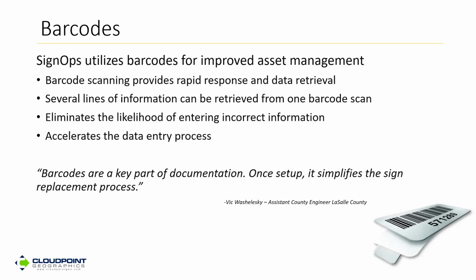So kind of using that integrated scanning capability I mentioned earlier, SignOps uses that barcode scanning to provide a rapid response and data retrieval to pull up a specific sign. Several lines of information can also be retrieved from one individual barcode scan, saving users time of searching for a sign and other methods of looking at signs. And it also eliminates the likelihood of entering incorrect information. Of course, we're all human and we all can make errors, but the barcodes eliminate user inaccuracies in most cases. And it also accelerates the data entry process.